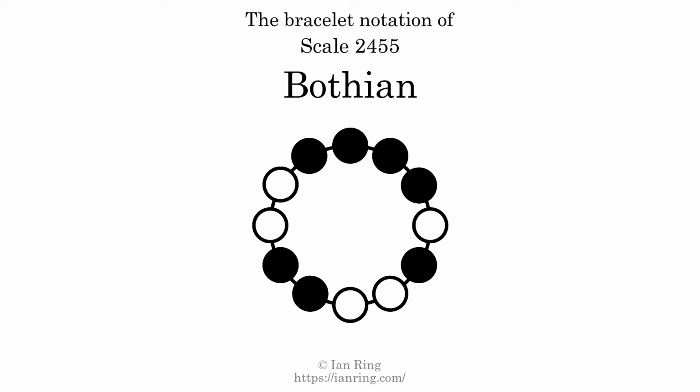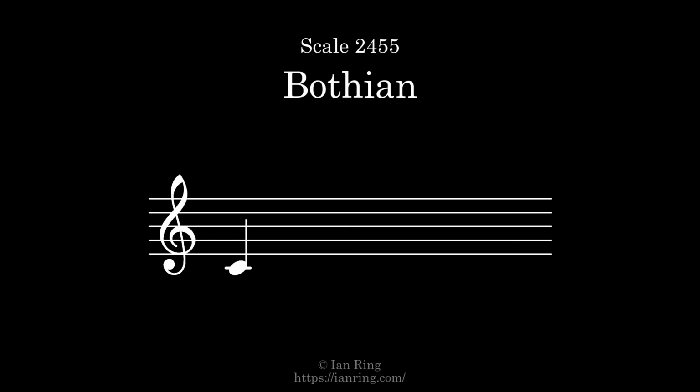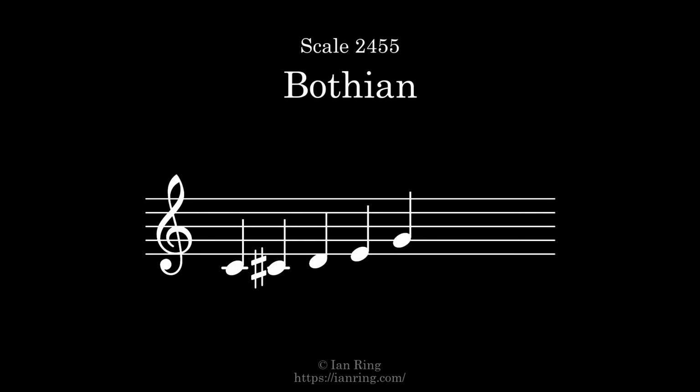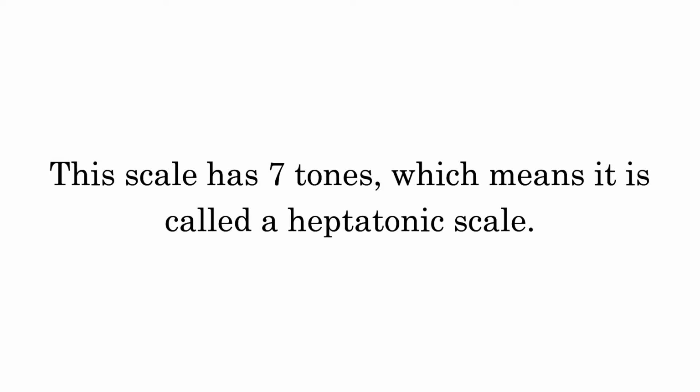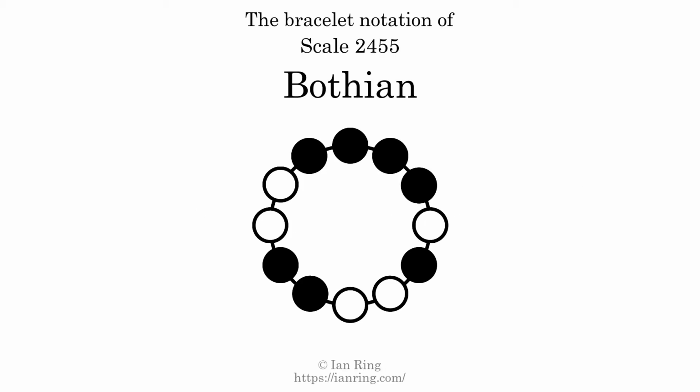2455, Bothian, which sounds like this. This scale has 7 tones, which means it is called a heptatonic scale. This is a bracelet notation diagram of scale 2455. The shaded circles represent tones that appear in the scale, and they are read clockwise, starting at the top.